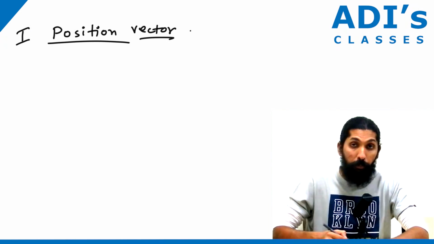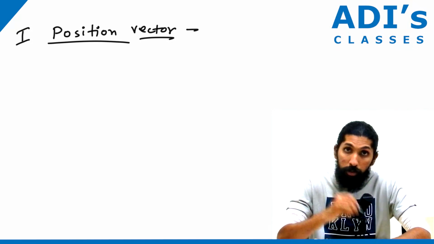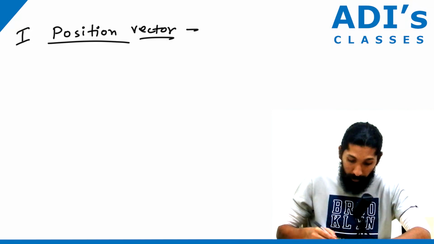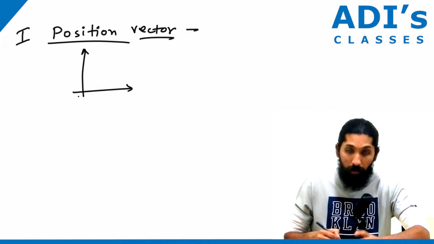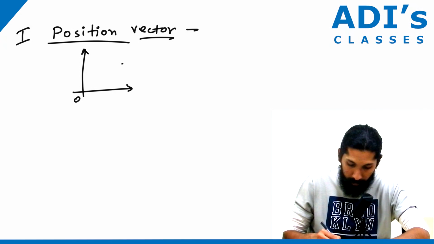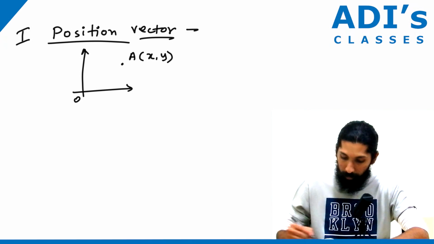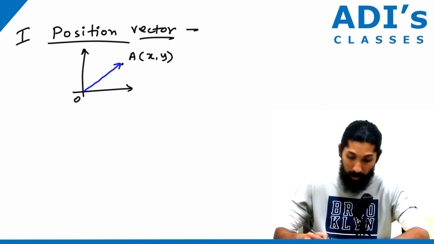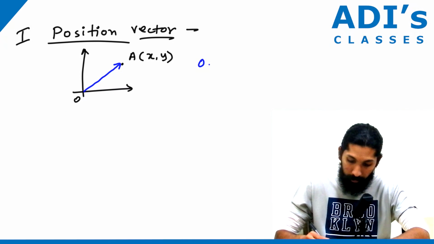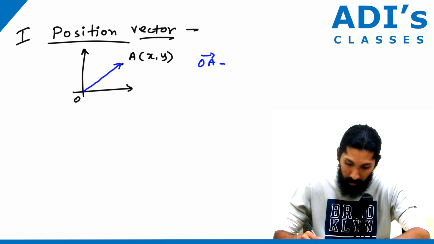Now, position vector talks about where the point is situated, the position of that particular point. For example, assume that you have the y and x axis, and we have a point here which is A. A is given by x comma y, assume. Now here from O to A, we write a vector like this. So this OA vector is what we call the position vector.